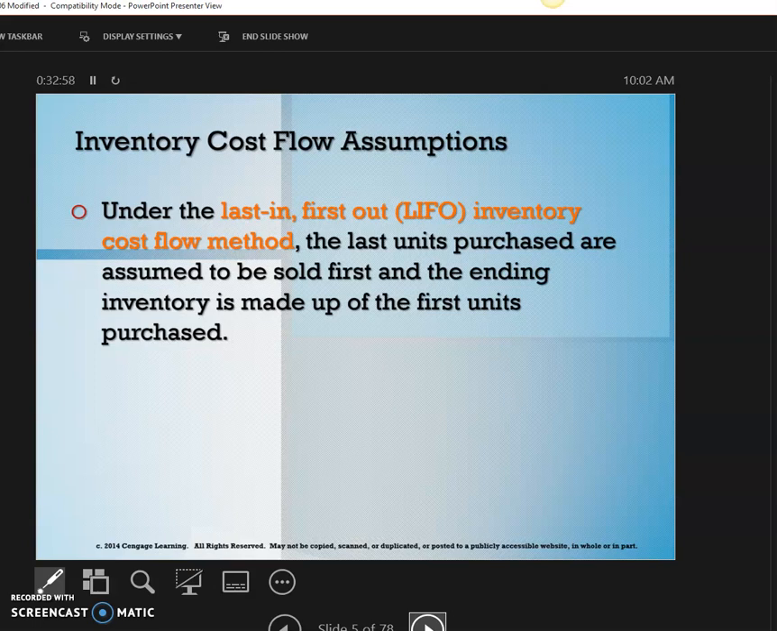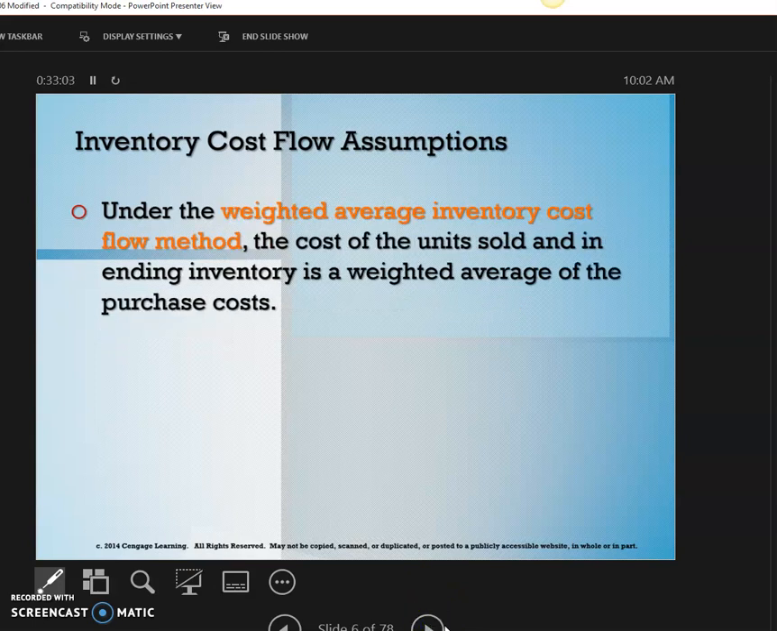It's called LIFO. And then finally we have the easiest one, which is called weighted average. So basically I don't track each buy and sell, but I take a total of the cost of all the inventory and the total of all the quantity, and figure out what is the weighted average cost of each item. So we're going to look at that.